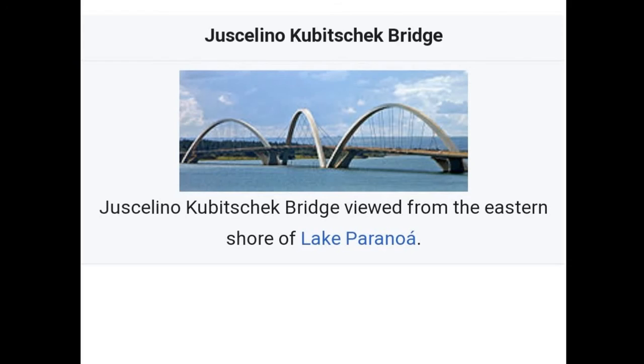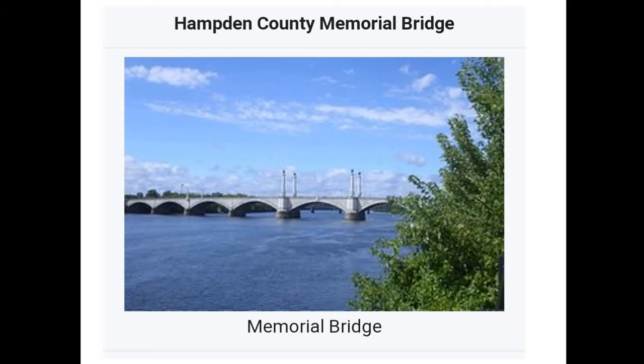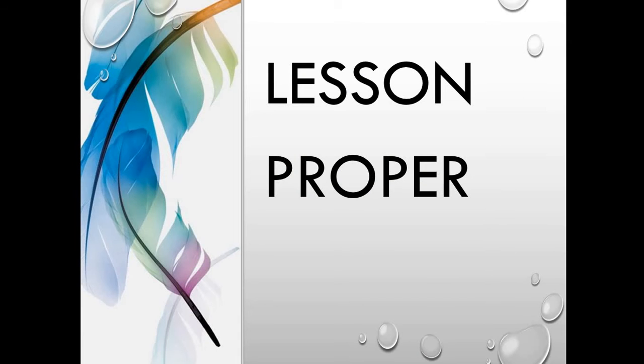Okay, parabolic structure yan. Meron din tayo dito a church, Basilica, Iglesia, Basilica y Parroquia de la Purísima Concepción or Iglesia de la Purísima, located in Mexico, Nuevo Leon. And we have also another here, Hampden County Memorial Bridge. As you can see, maraming mga parabolic structure dyan. It's a memorial bridge. It's located at New South Wales, Australia. Okay? So we proceed now to our lesson proper.